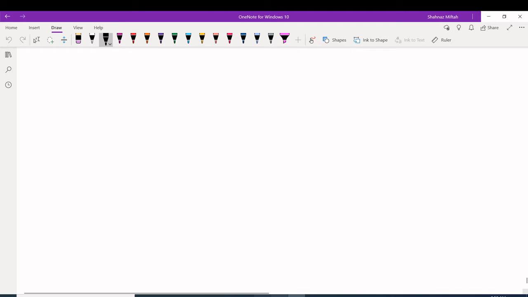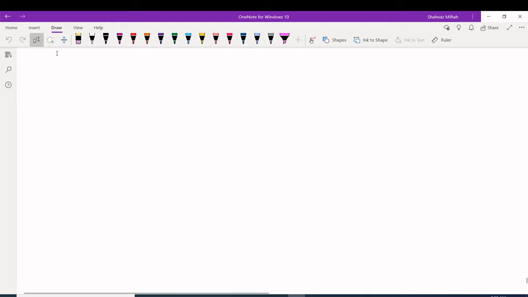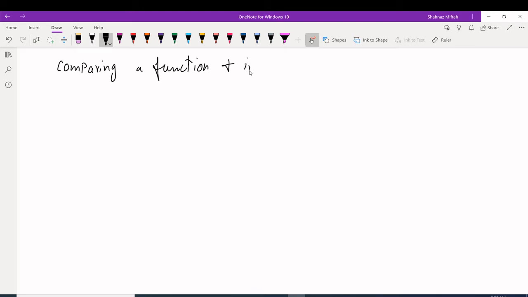In this video, I'm going to explain how we're going to compare a function and its inverses. So the topic, the objective, is comparing a function and inverses. Okay, first of all, we have to look at what the inverses and functions are.